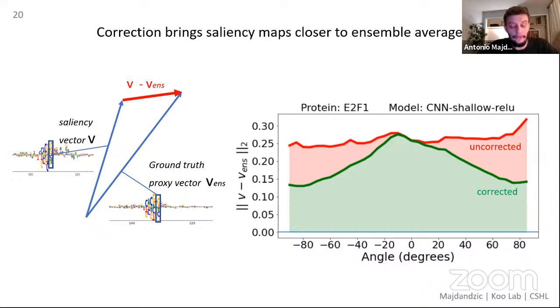Here, the red line represents the difference between the uncorrected saliency maps and the ground truth proxy. The green line is the same for corrected saliency maps. We see it has a reduced difference, especially for larger angles, bringing it closer to the ground truth.